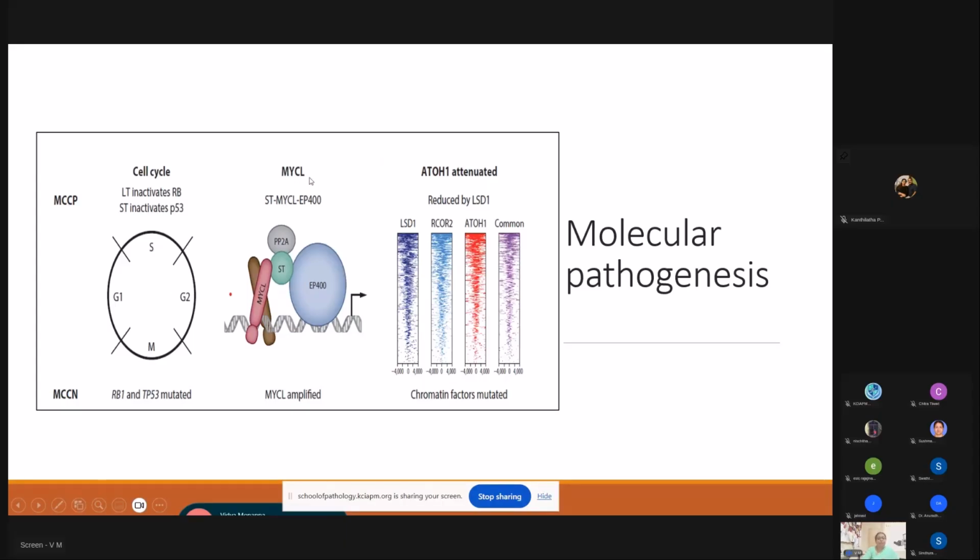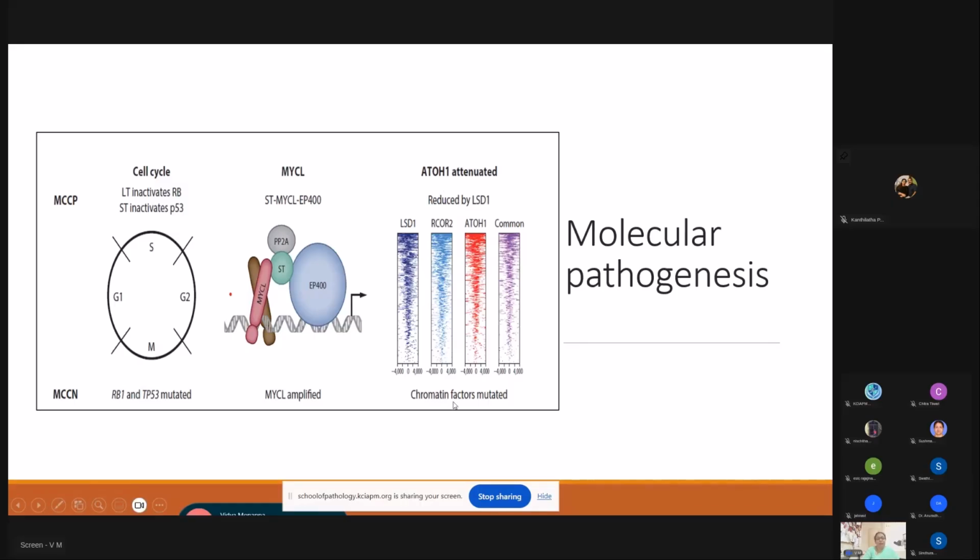There is MYCL overexpression because of the EP400 complex, which brings about upregulation of activity of MYCL. In the MCCN, that is the ultraviolet pathway, the MYCL is amplified. Similarly, the ATOH1, which I said was required for the differentiation or the maturation of Merkel cells, now this is attenuated by LSD1. The LSD1, as a byproduct of the viral infection, is upregulated, which brings about attenuation of the ATOH1.